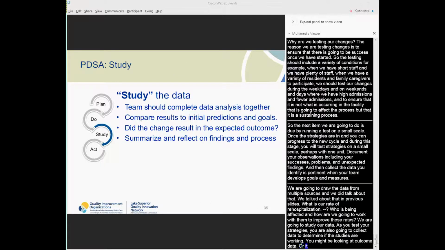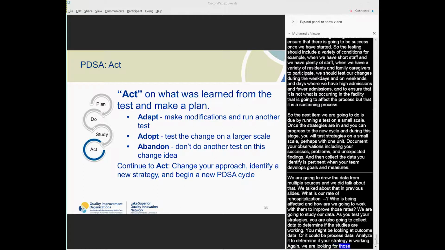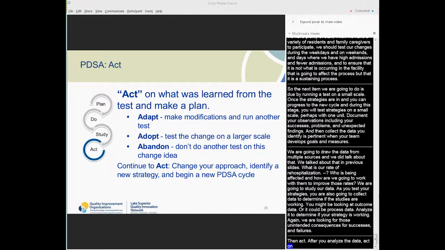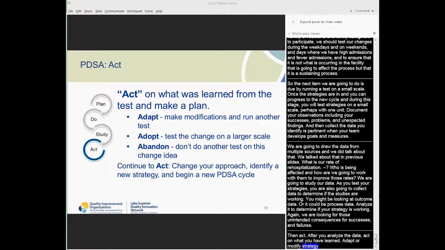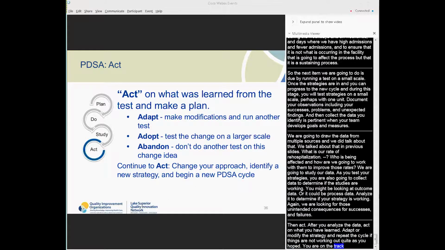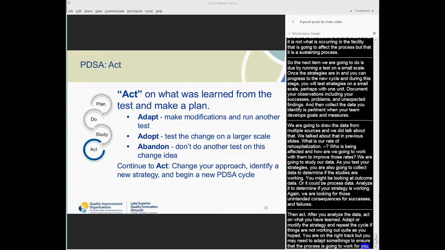And then act. After you've analyzed the data, act on what you've learned. Adapt or modify the strategy and repeat the cycle if things aren't working out quite as you had hoped. You're on the right track, but you may need to adapt some things to ensure that that process is going to work for you. If it's working right out of the gate, it could happen, adopt that change and then test it on a larger scale.